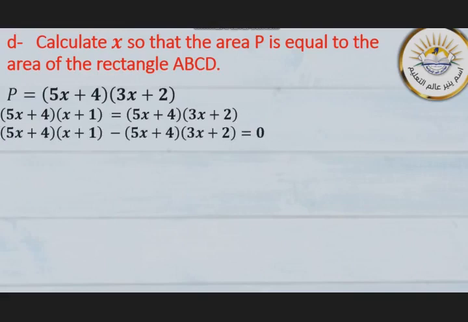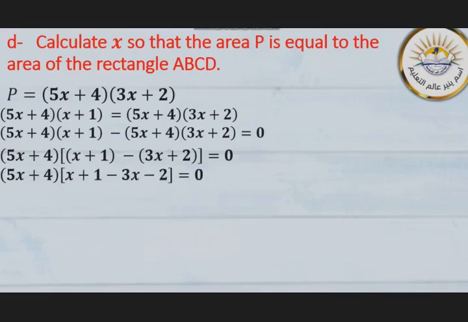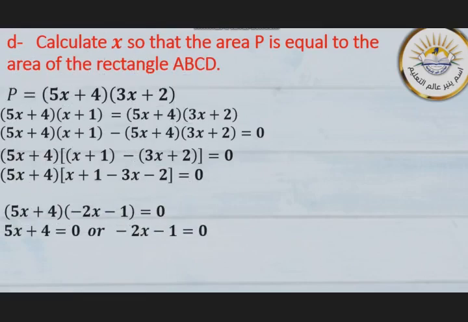We take everything to the left of the equal. We take 5x plus 4 as a common factor. So (5x plus 4) times [(x plus 2) minus (3x plus 2)]. We do some calculations inside the bigger parentheses. We add the x's together and the numbers together and we get the final answer. So (5x plus 4) times (minus 2x minus 1) is equal to 0.